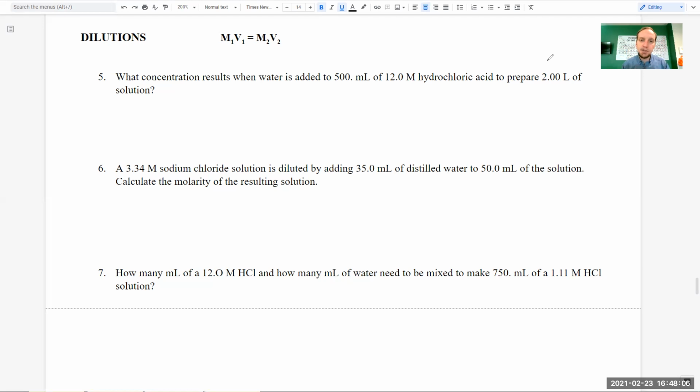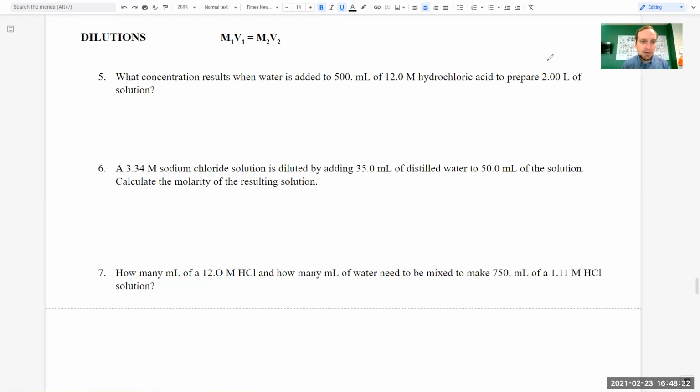Let me just remind you really quickly, mathematically speaking, it doesn't matter if you put molarity before volume or volume before molarity. All we need to worry about when we do this calculation is that we have both the molarity and volume for the initial conditions on the left and for the final conditions on the right. Other than that, the order of those two doesn't make any difference whatsoever, so don't stress about that. All right, so let's see our first dilution problem.